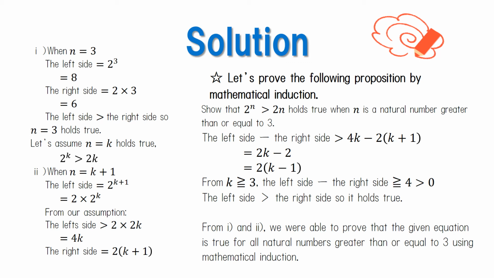When n equals k plus 1, the left side equals 2 to the power of k plus 1, which equals 2 times 2 to the power of k. From our assumption, the left side is greater than 2 times 2k, which equals 4k. The right side equals 2 times (k plus 1). The left side minus the right side is greater than 4k minus 2(k plus 1), which equals 2k minus 2, which equals 2(k minus 1).